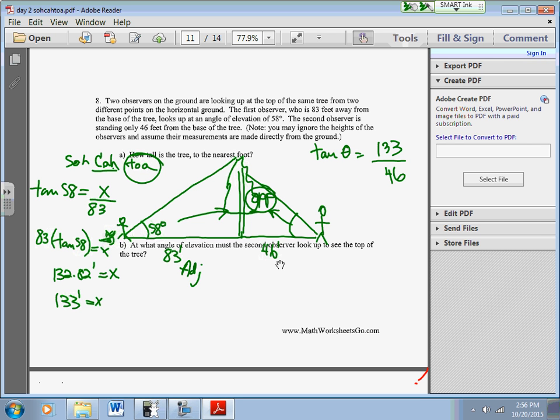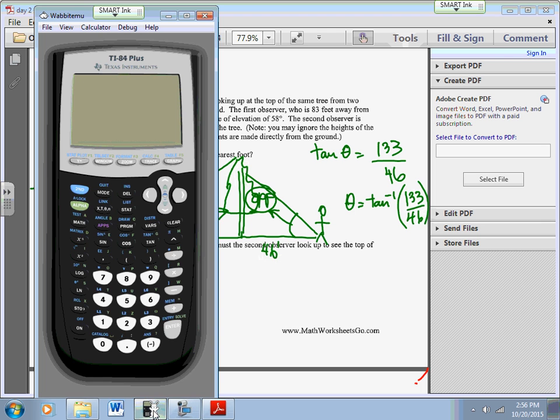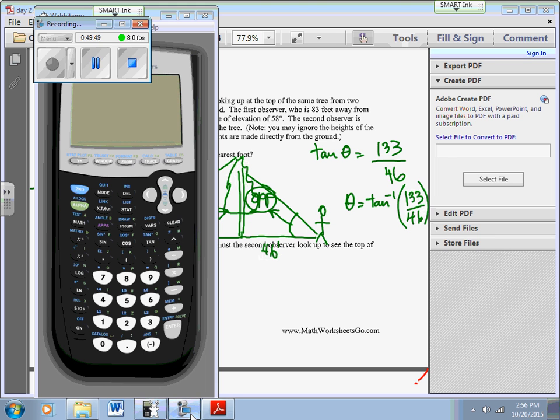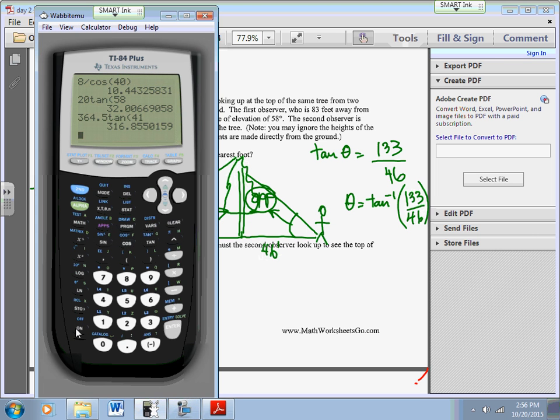Okay. All right. To solve this one, you guys remember what to do? Inverse. So tangent inverse of 133 over 46. Now, everybody remember how to get tangent inverse on the screen? Second button, tangent button, yeah? And then type in 133 divided by 46. Okay. You guys getting the same number as I?